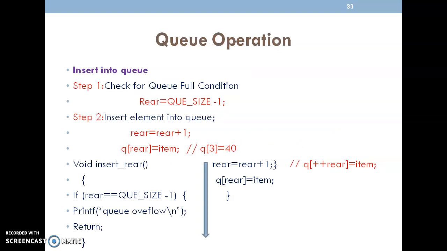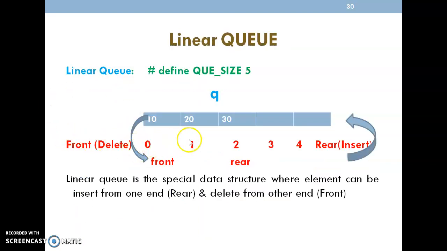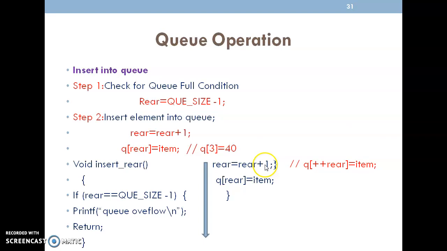Like in the stack, in order to insert any element, we first check whether the queue is full or not. How do we check? We start from the 0th location and reach up to the 4th location. If queue size is 5, then 4 is queue size minus 1. So whenever we reach queue size minus 1, the queue is full. From which end are we inserting the element? From the rear end. So check: if rear equals q size minus 1, then it is full. If this condition fails, it indicates the queue is not full, and we can insert the element.